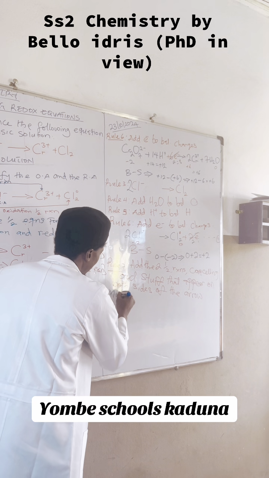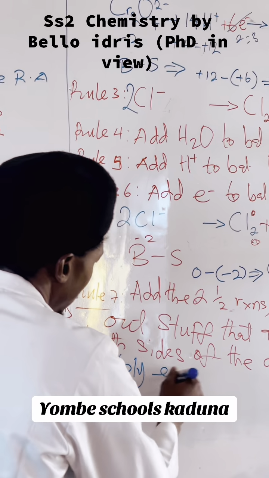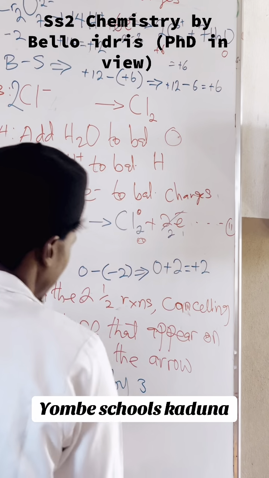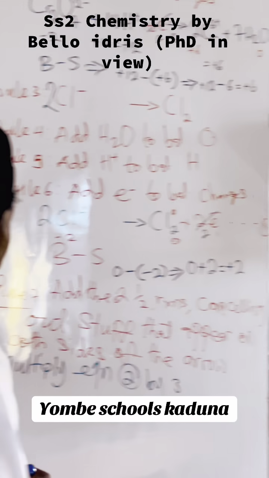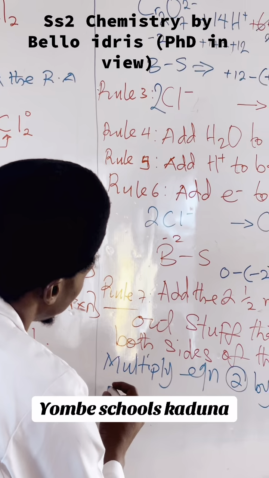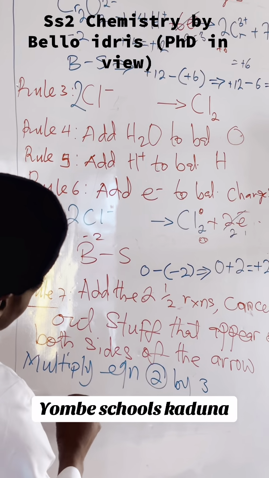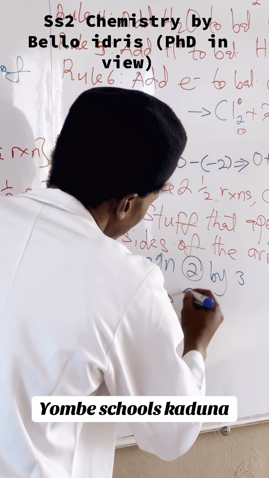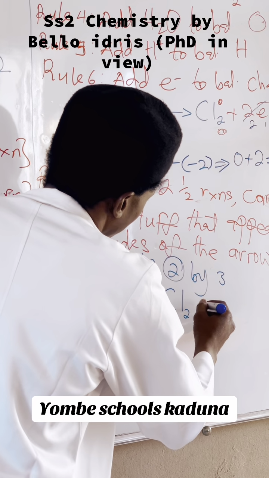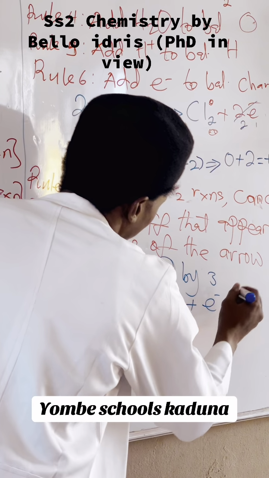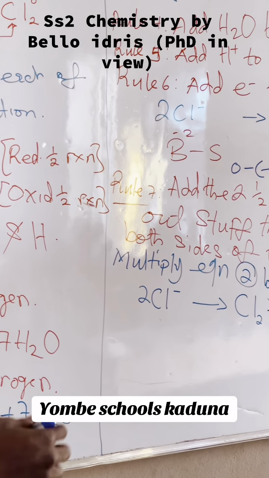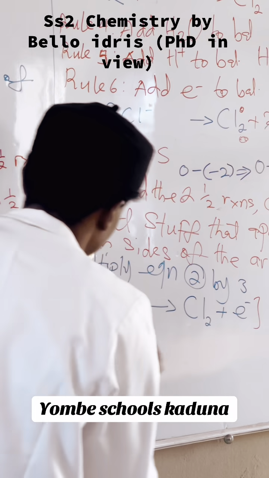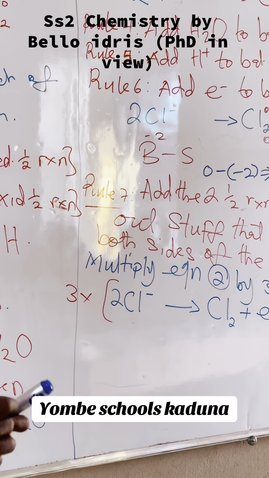Now multiply equation 2 by 3. Equation 2 should be multiplied by 3. Can you read the equation 2 for me? Read it out. 2Cl minus arrow Cl2 plus 1 electron. Are we together? Yes. Multiply this equation by 3. This is how we are asked to do.